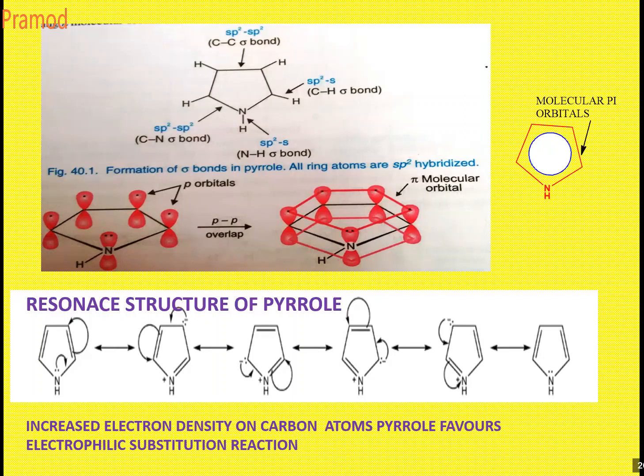So this is how you write the resonating structures of your pyrrole. Then from the third position it goes to the fourth position, again it comes to the second position, and if you see, at all these positions, 2, 3, 4, 5, there is electron density. So this is why pyrrole favors electrophilic aromatic substitution reactions.